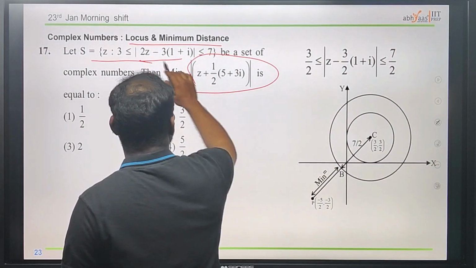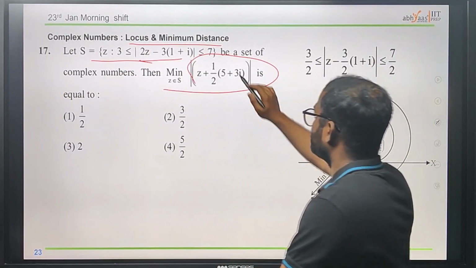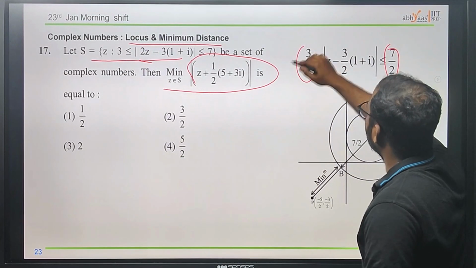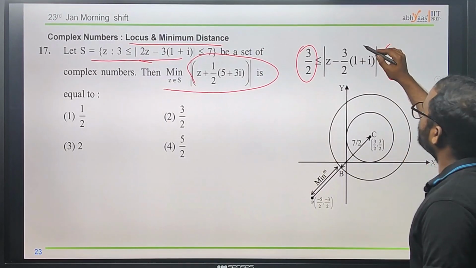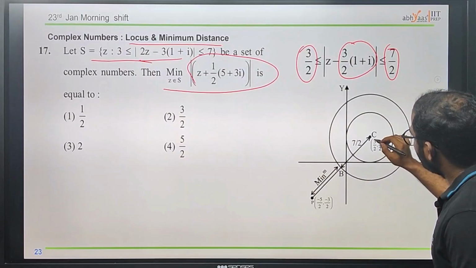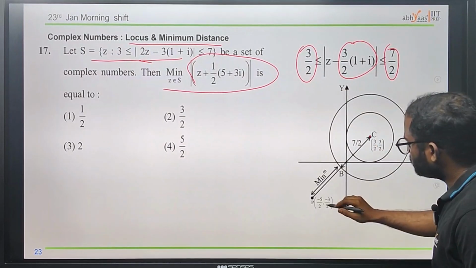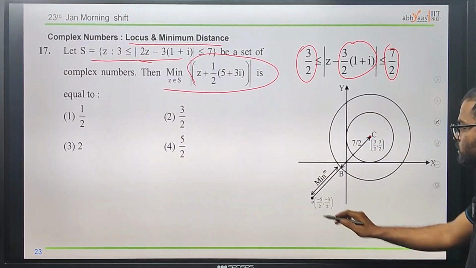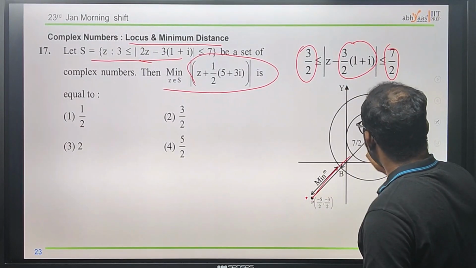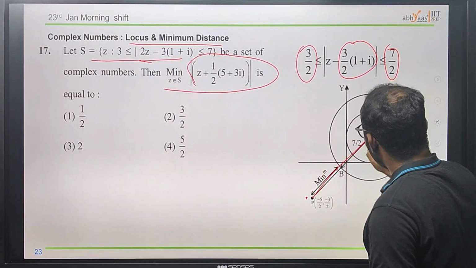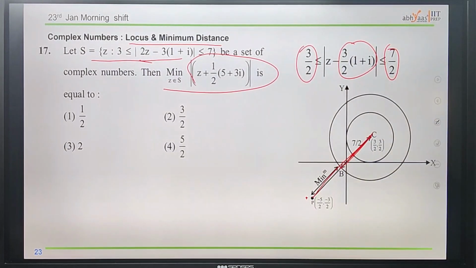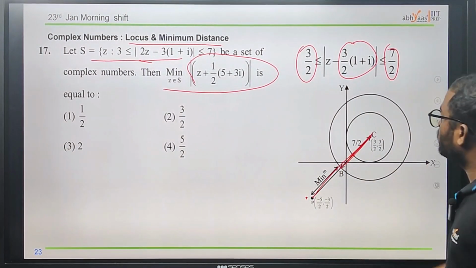After that, we basically need to find, they have given 2 circles here with radius 7 by 2 and 3 by 2. I hope you understood. This is the center of this one, which is 3 by 2 and 3 by 2. From this, minus 5 by 2 and 3 by 2 is some point. We need to find the distance from point P to C. This is the radius of this circle and this circle, 7 by 2 and 3 by 2, with the same center.